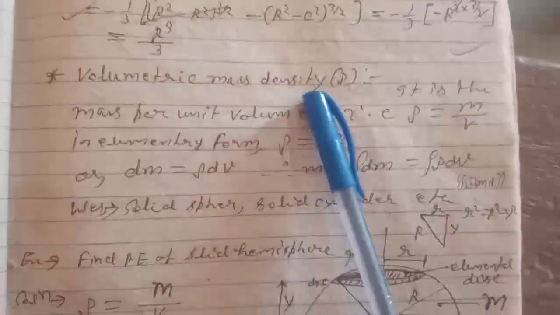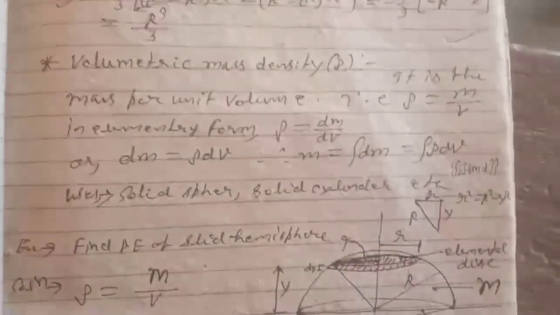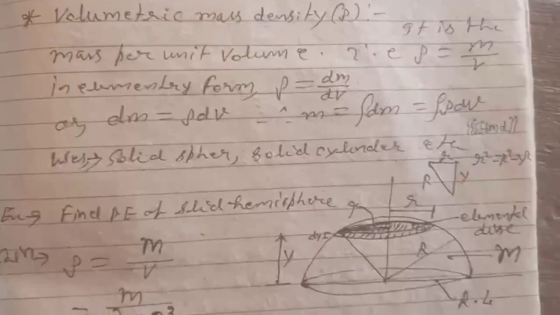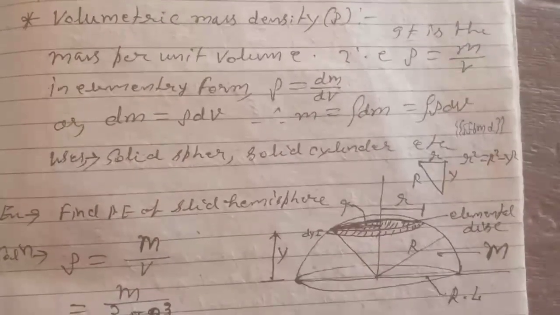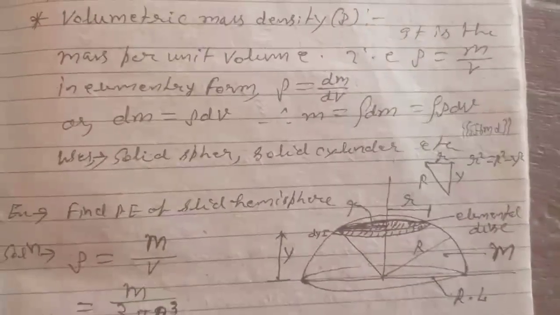Volumetric mass density rho. It is the mass per unit volume, that is rho equals m by v. In elementary form, rho equals dm by dv, or dm equals rho dv. Hence m equals integration dm, equals integration rho dv. It is used in the case of a solid sphere, solid cylinder or any solid body.